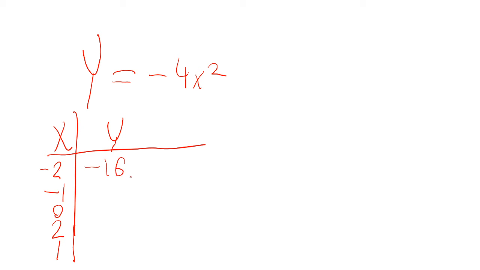Now let's place a negative 1 there. Negative 1 squared is 1. Negative 4 times 1 is negative 4. Now 0. If I put in a 0 here, 0 squared is 0. Negative 4 times 0 is 0. Let's place a 2. 2 squared is 4. Negative 4 times 4 is negative 16. If I place a 1, 1 squared is 1. Negative 4 times 1 is negative 4.